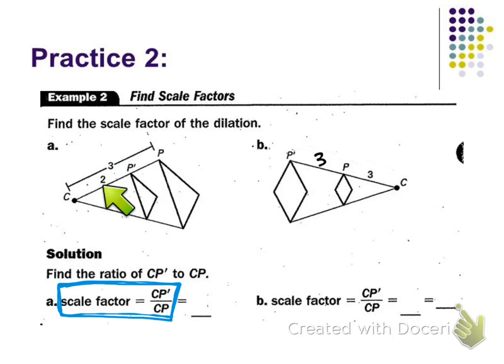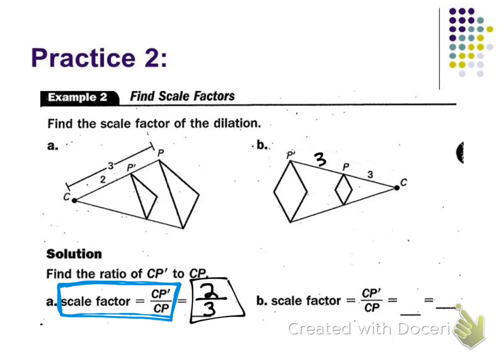letter A. I want C to P prime first. What's the distance from C to P prime? 2. So 2 goes on top. Then I want on the bottom the distance from C to P. What's the distance from C to P? 3. So 2 over 3 is your scale factor. Questions on that one?